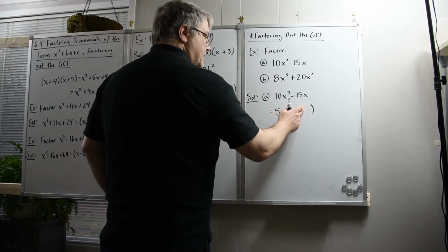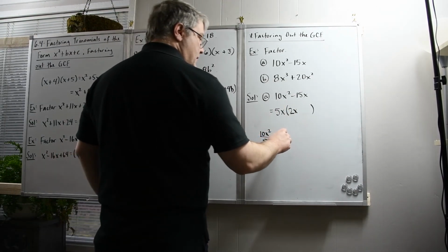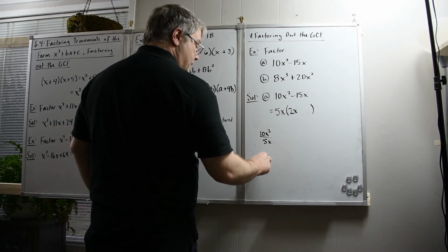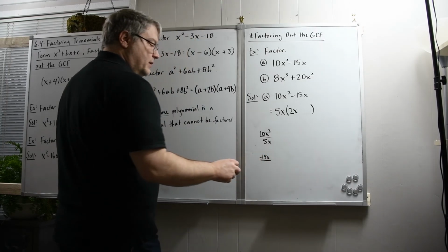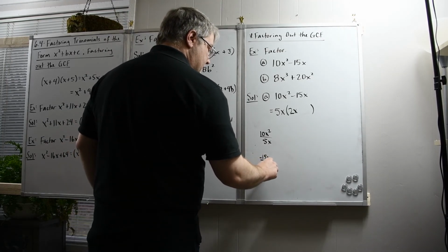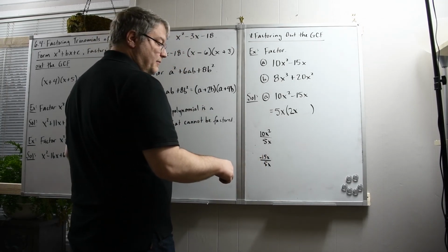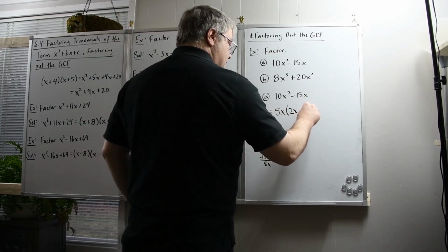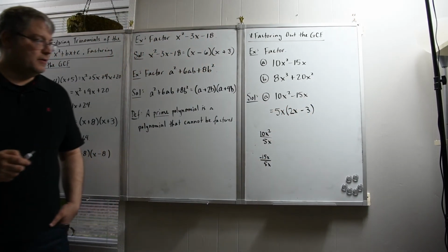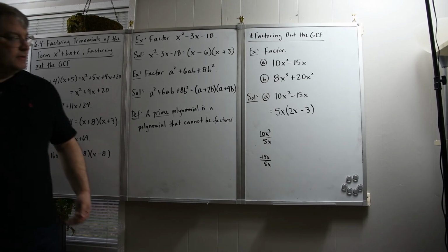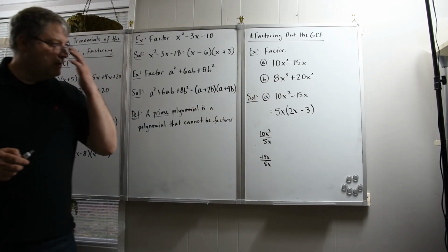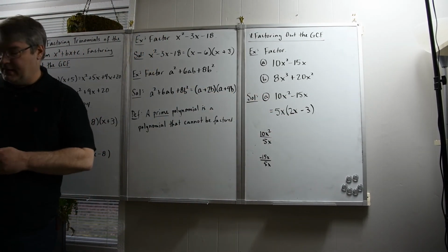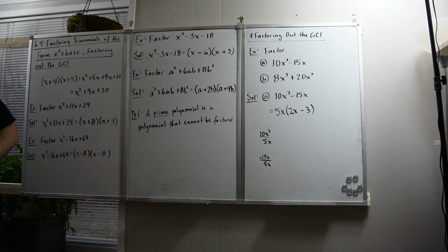And then to get the other piece of this factor, I would say 5x times what gives me negative 15x? Or I could also ask, what is negative 15x divided by 5x? Now if I take negative 15 divided by 5, that gives me negative 3. X divided by x gives me 1. So negative 3 would be that other term in that second factor. So here we factored out the 5x from each of the two original terms. 2x minus 3 was the other factor. And it's not going to get any better than that for the factorization.